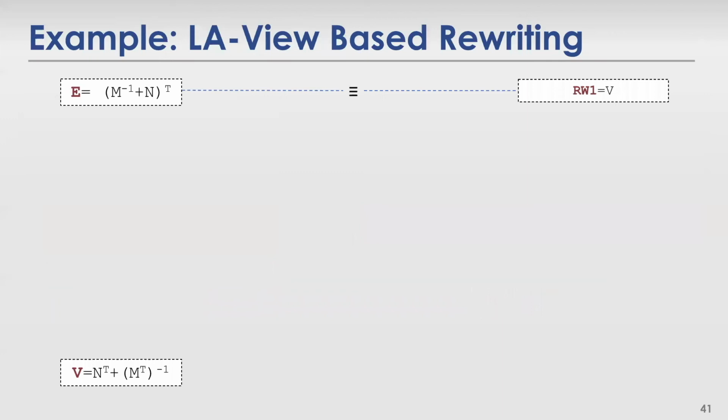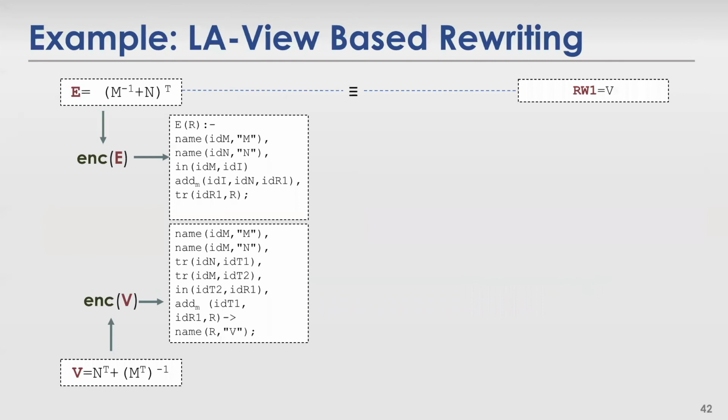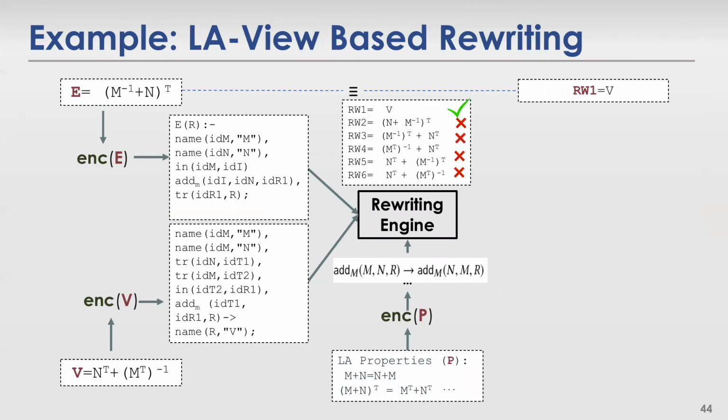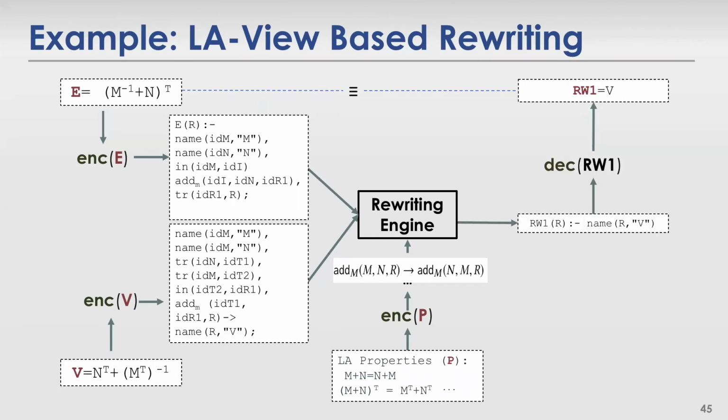Let's see an end-to-end example of our reduction. We have expression E, which can be fully rewritten using the view V. The expression is encoded as a conjunctive query using the virtual relational encoding relations, and the view is encoded as an integrity constraint. The set of linear algebra properties are encoded as a set of integrity constraints. Now, the rewriting engine will prune out inefficient rewritings based on a cost model. Finally, the minimum cost rewriting is decoded to an expression expressed in linear algebra language, which is equivalent to the original expression.